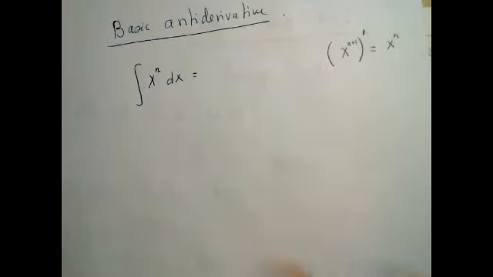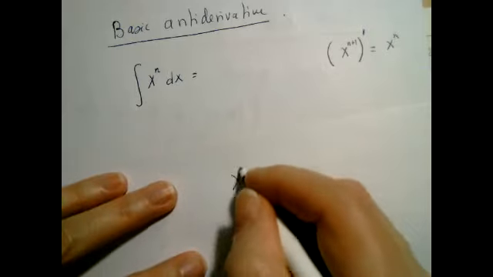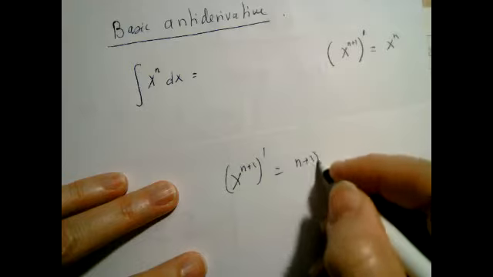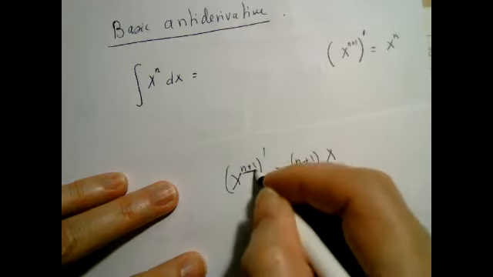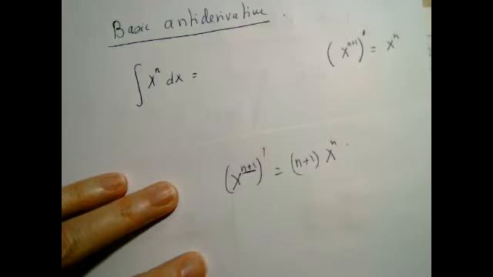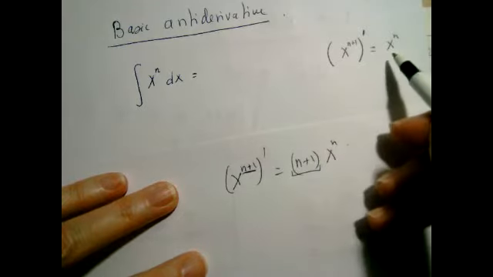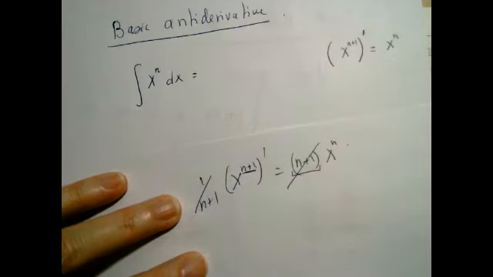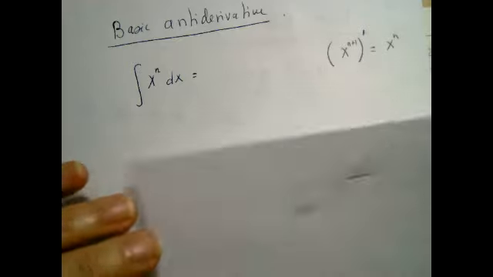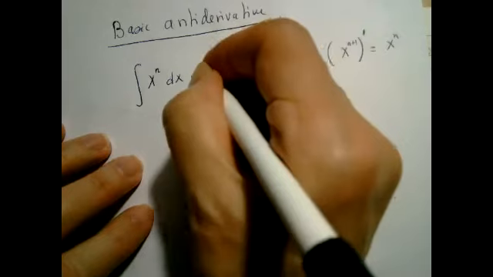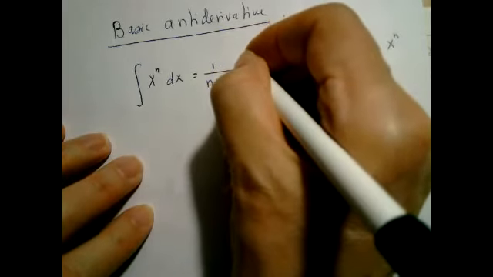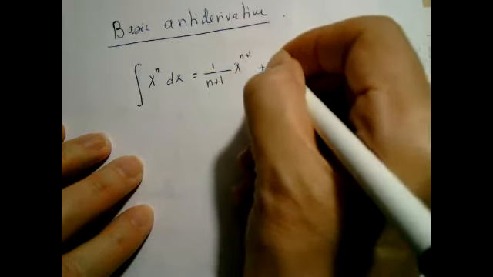But x to the n plus 1, when I differentiate it, I will get n plus 1 times x, and I take a power away, x to the n. But I don't want this n plus 1 because I want only x to the n. So we have to divide by n plus 1 to compensate for this n plus 1. That's really what this whole rule is coming from. So the antiderivative of x to the n is going to be x to the n plus 1 over n plus 1, plus c.